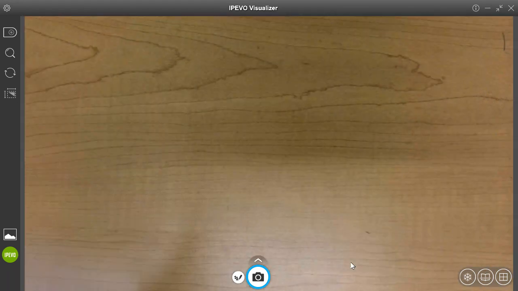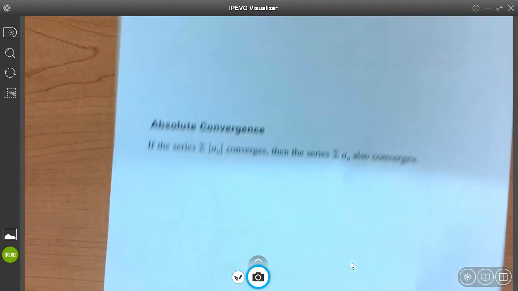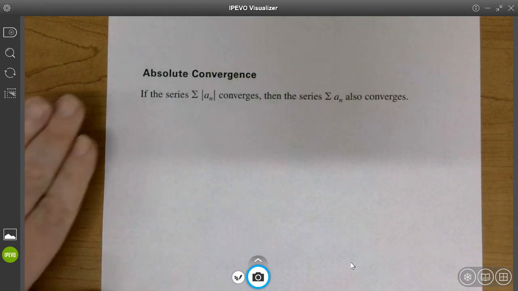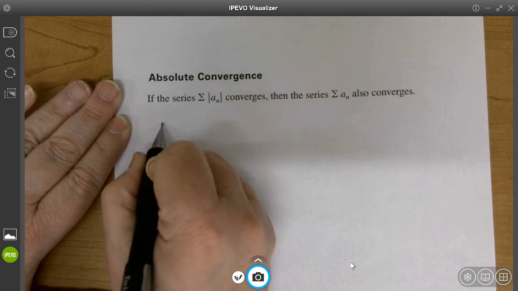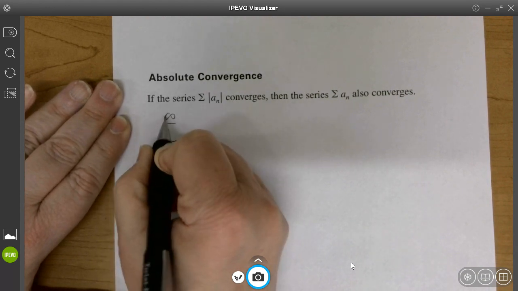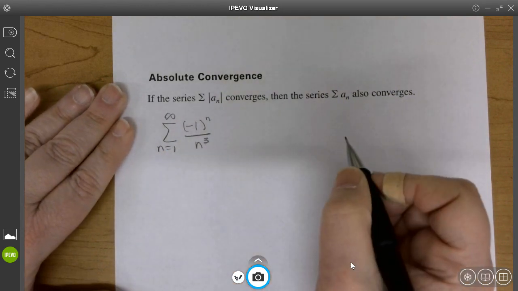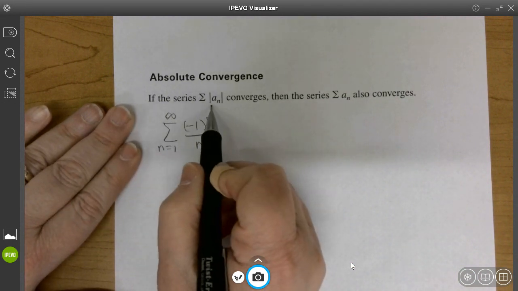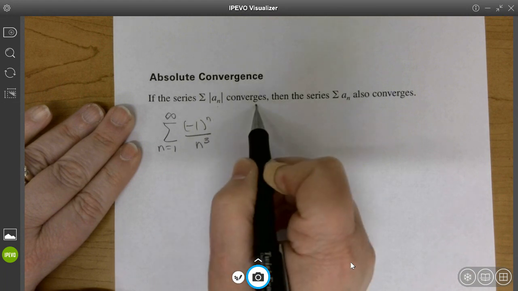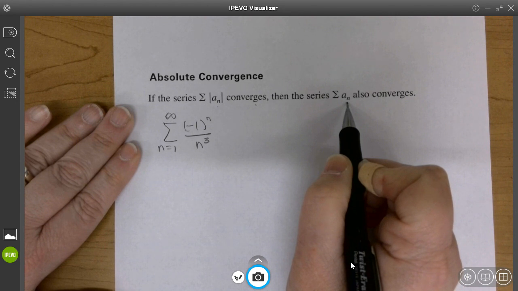All right, so the last thing I need to talk about is something called absolute convergence. Now, absolute convergence is a really simple subject, and I'm going to give you an example really quickly. The sum from n equals 1 to infinity of negative 1 to the n over n cubed. This absolute convergence states if the absolute value of its terms converges, then the series without it will converge, meaning the alternating piece will converge, okay?